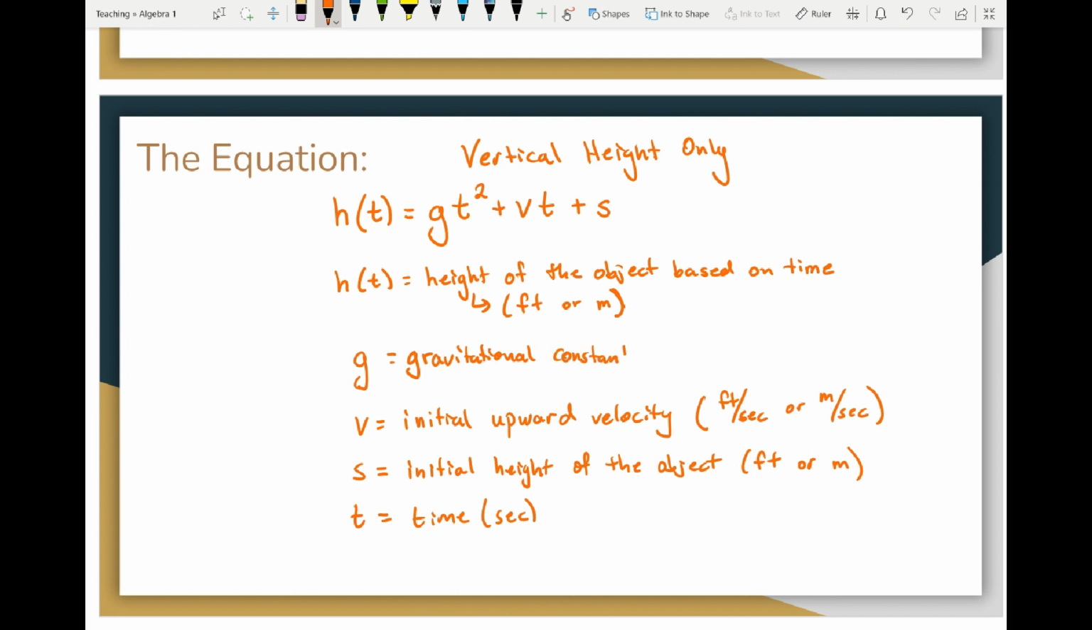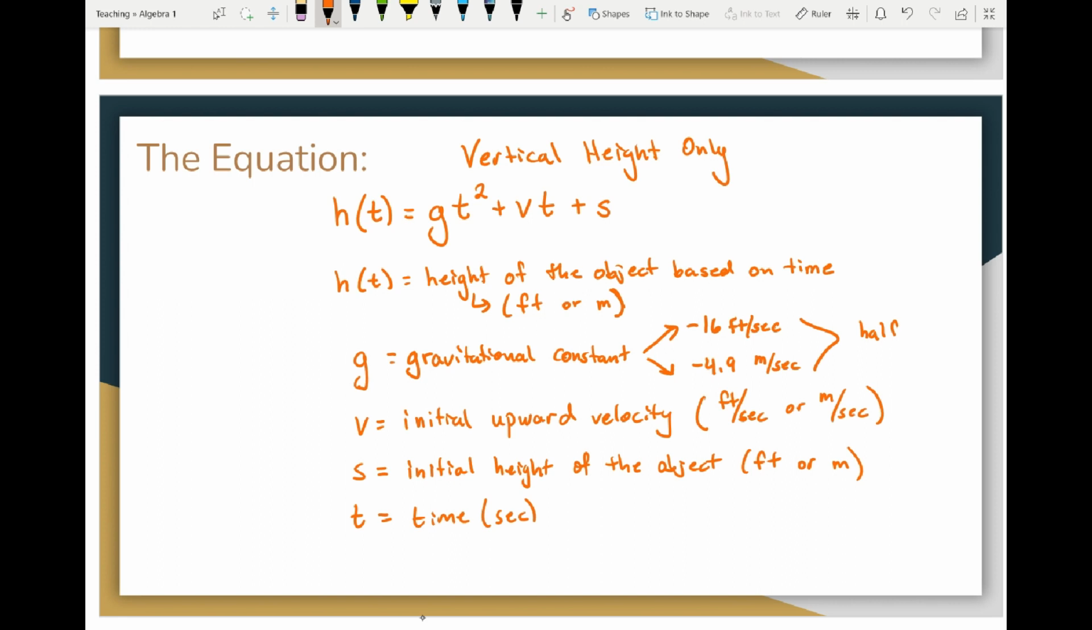And remember, a constant is just a number that doesn't change. And the reason why it doesn't change is because gravity is typically the same everywhere in the world, right? So we're going to make an assumption that if we were dealing with feet, we're going to say negative 16 feet per second. That's going to be my gravitational force here. And then this one's going to be negative 4.9 meters per second.